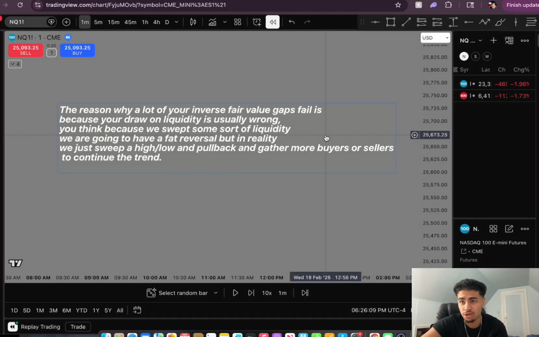The main point with this is draw on liquidity is the most important thing in trading. Your model and everything is also important, but if you don't know where the market is going, you won't know where to take your trades to. You will have no bias.